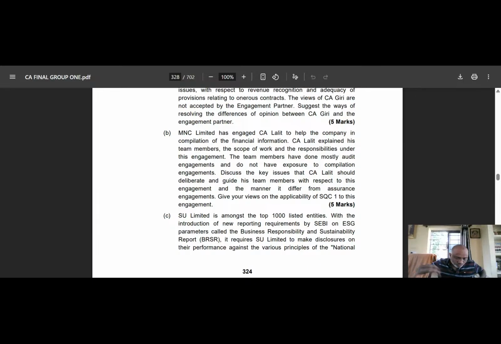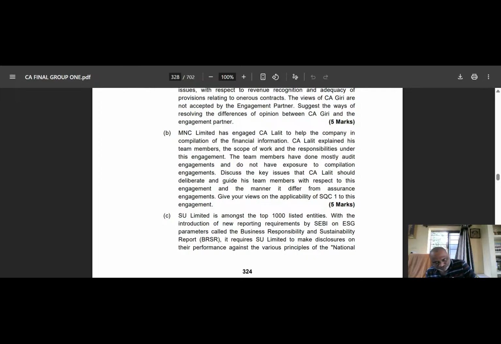For this, our answer is: as per SRS 4410, a compilation engagement is an engagement in which the practitioner applies accounting and financial reporting expertise to assist management in the preparation and presentation of the financial information of an entity in accordance with an applicable financial reporting framework, and issues a report.